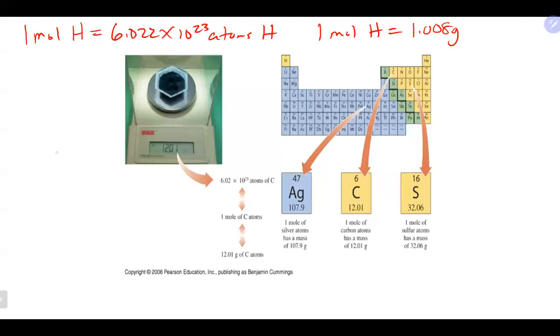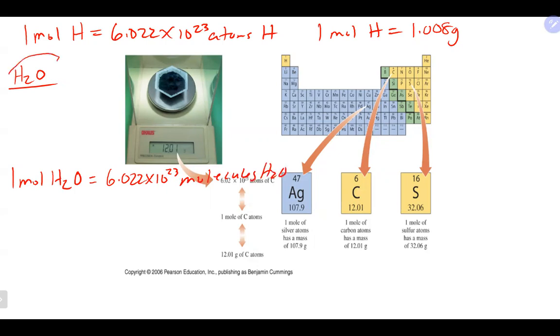Just like we did before, if you took something like water, 1 mole of water will equal 6.022 times 10 to the 23 molecules of water. Now for the molar mass of something like water, basically what we do is we just go to the periodic table and add up all the parts.